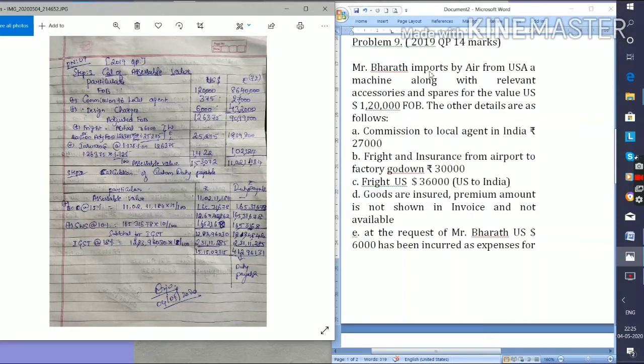Mr. Bharat imports by air from USA a machine along with relevant accessories and spares for the value US dollar 1,20,000 FOB. The other details are as follows. Bharat is a person who is importing the goods by air from USA. When air is given, you have to go back to calculate the FOB, that is adjusted FOB.